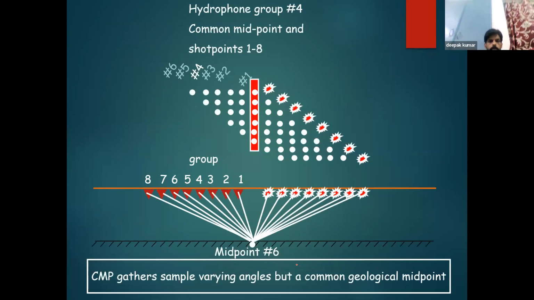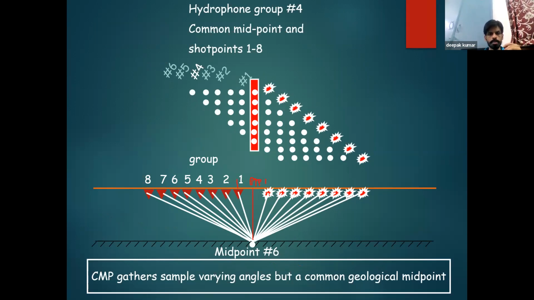Now this is the common midpoint. It's a very generalized depiction of the midpoint. Now see, for each geophone and shot point and hydrophone or geophone, this is the midpoint. Okay, MP. We'll write this as MP.